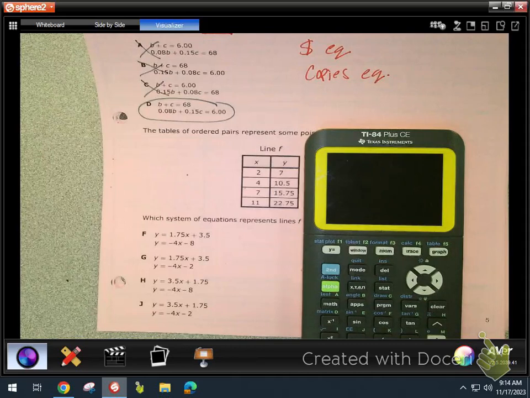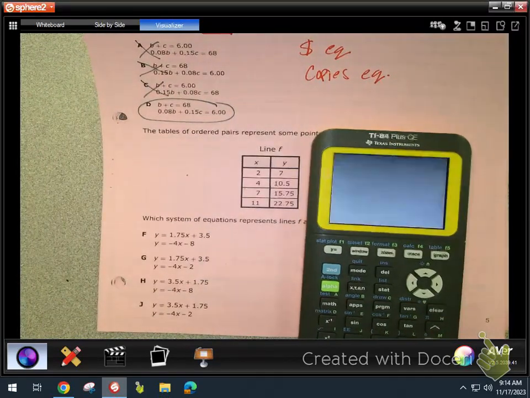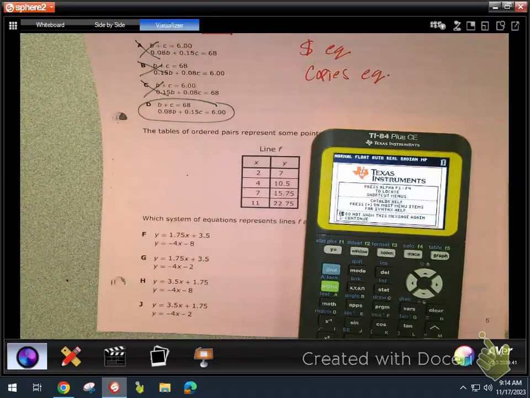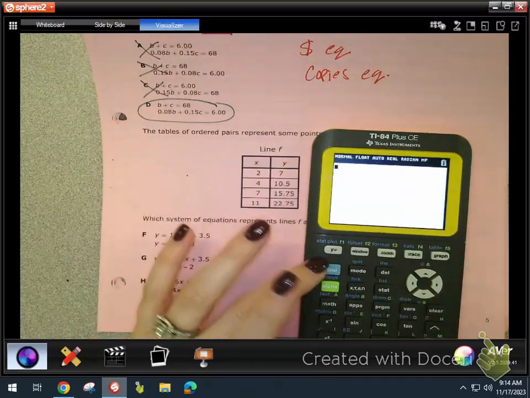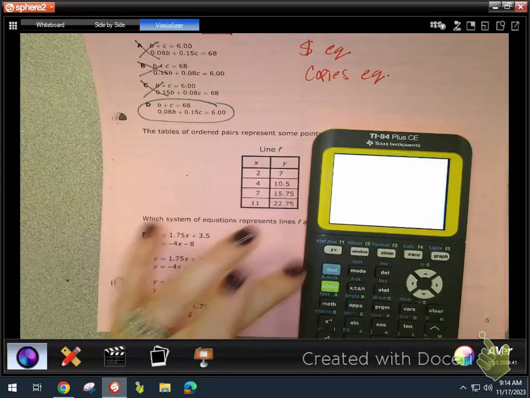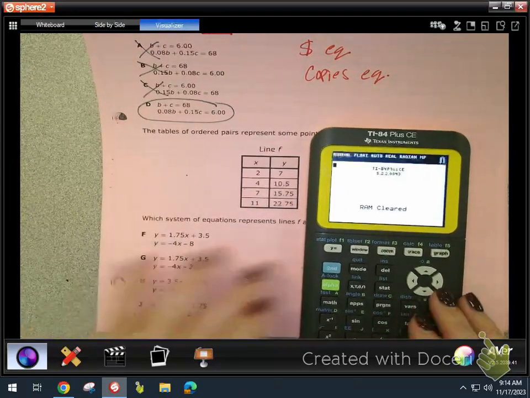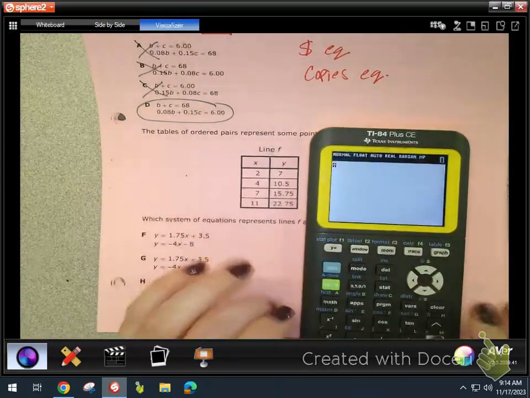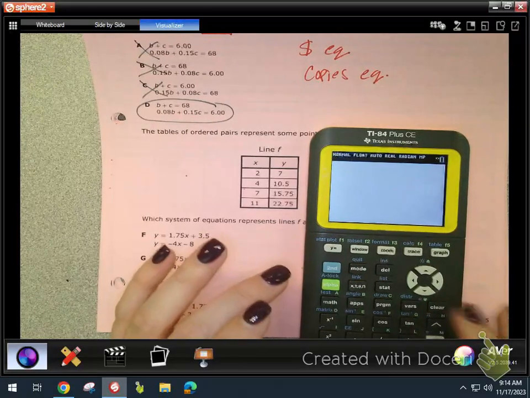First thing, I want everyone to clear their calculators because my Algebra 2 kids have been testing and they might have some different stuff going on in the calculator. So second, plus, 7, 1, 2. Just go ahead and reset them so we can all start kind of in the same situation.